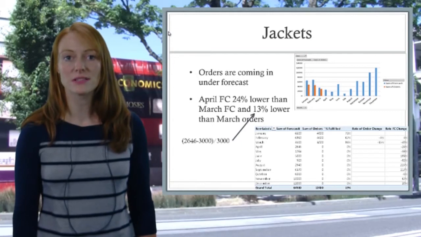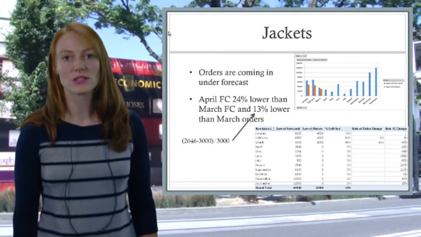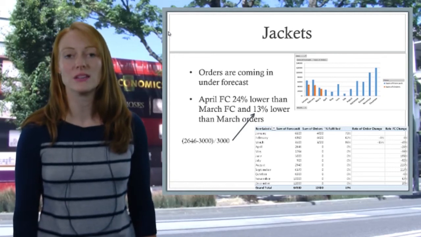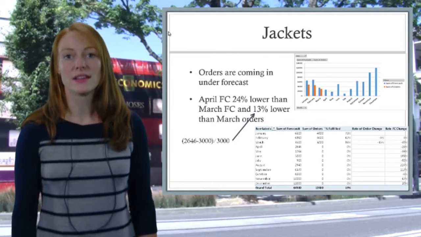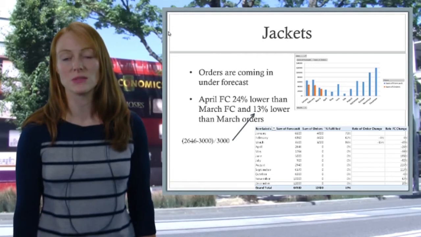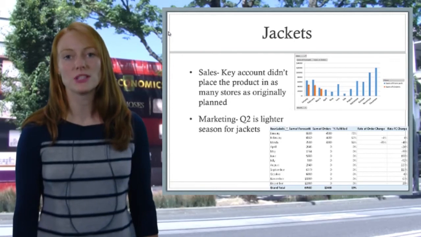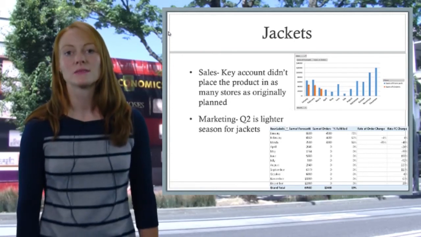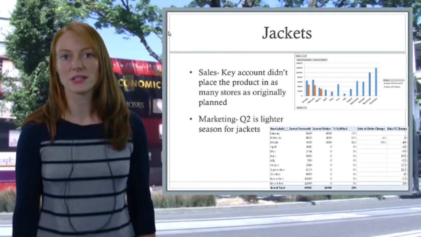How I'm finding that number is I'm taking my April forecast of 2,646 minus my 3,000 in orders from March divided by the 3,000 of March orders. So at this point, I would be anticipating orders to come down 13% lower. So the next thing we want to do is have that qualitative conversation with our sales and marketing partners.